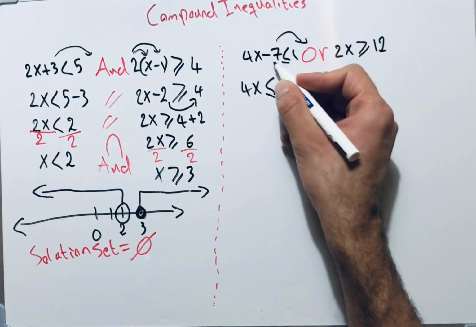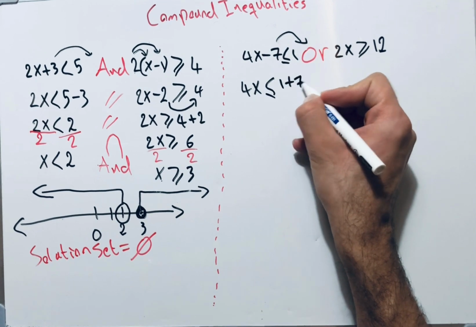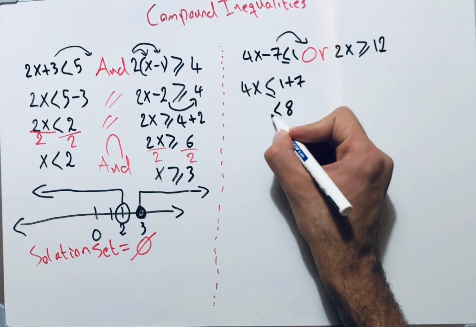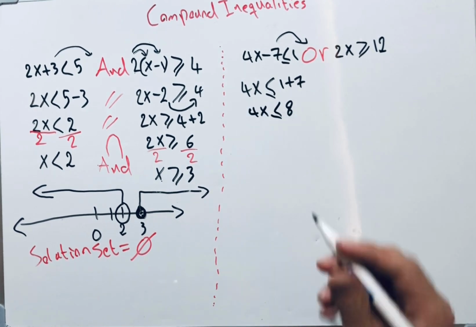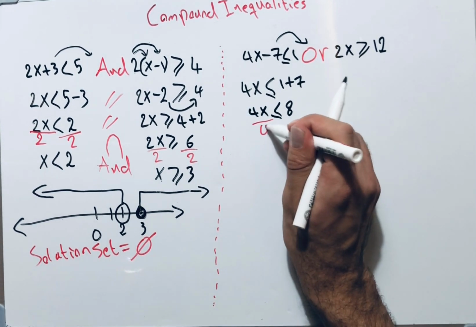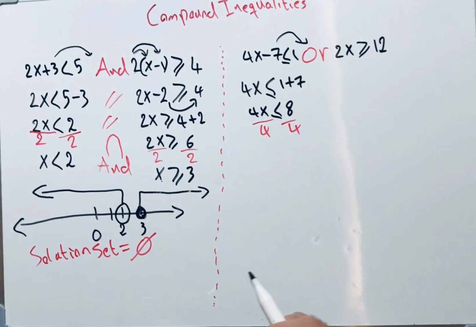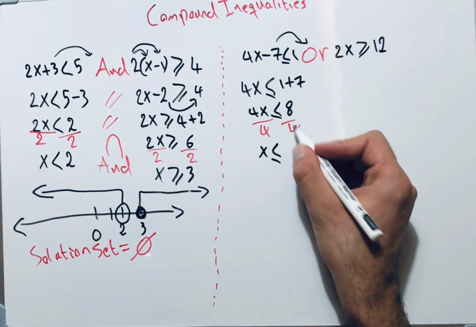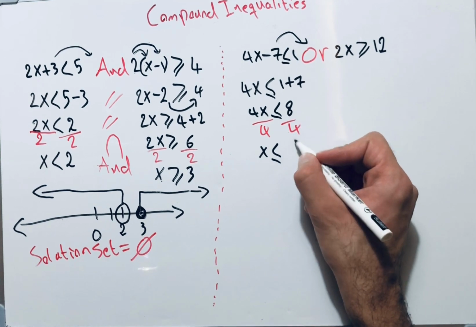Okay, so moving -7 to the other side becomes what? +7. So now 1 plus 7 is 8. Okay, and this is for x, right? So as always, we divide by 4 actually. Okay, so x is smaller than or equal to, and also 8 divided by 4 is 2.